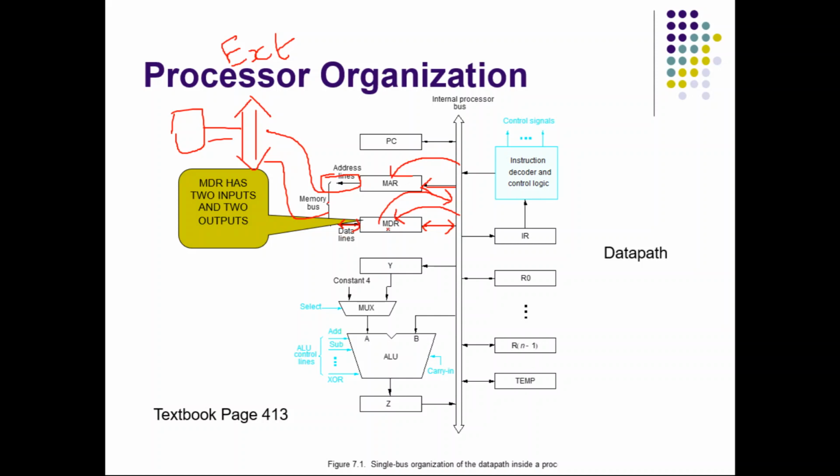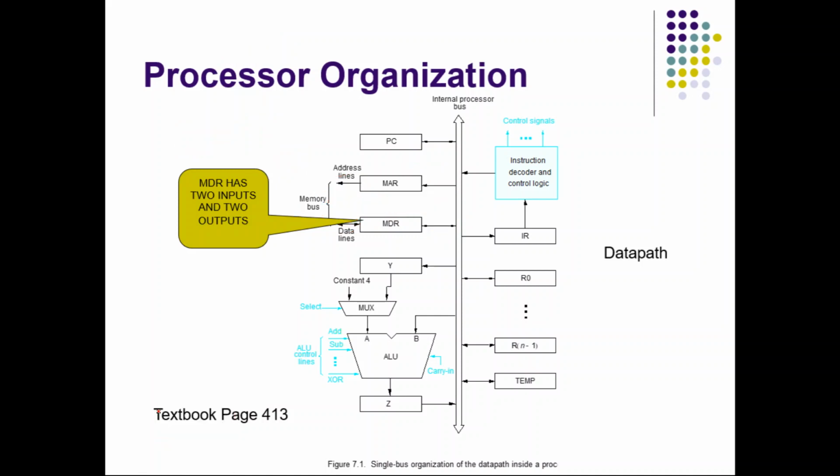This is the data bus connected with MDR. The data available in MDR can be written to the data bus so that it is stored in memory, or whatever data is available in the data bus can be read into MDR, because the processor wants that data. So MDR works both ways, but MAR works only in one direction.